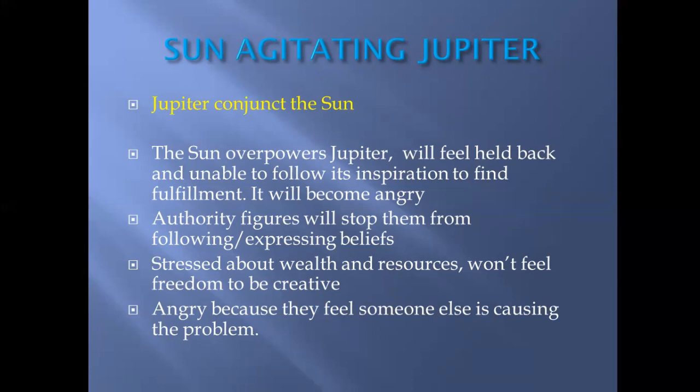They might also be stressed about wealth and resources, and they won't feel the freedom to be creative, as Jupiter is a creative planet, where the Sun is going to agitate that. The Sun will probably criticize that creativity or not give them the freedom to be creative. And they will also feel like someone else is causing their problems. So that's going to create a lot of anger.